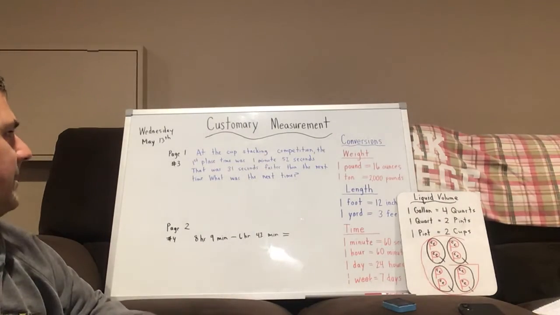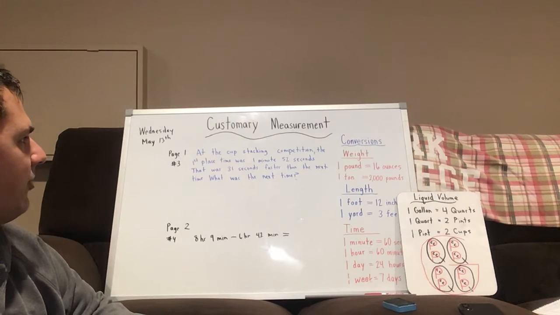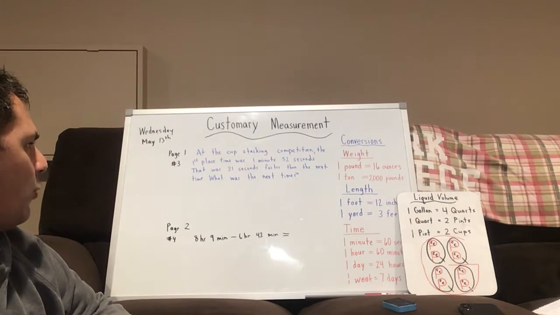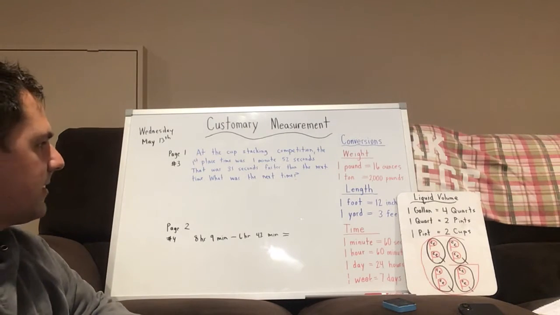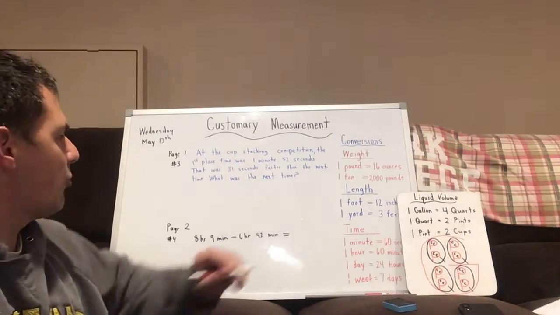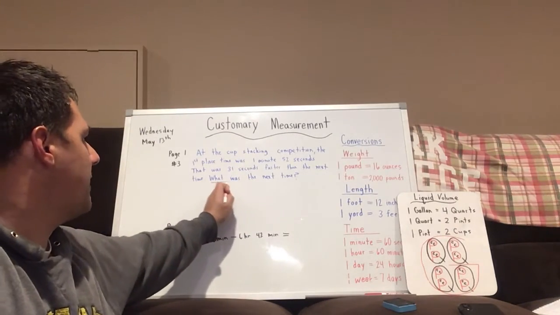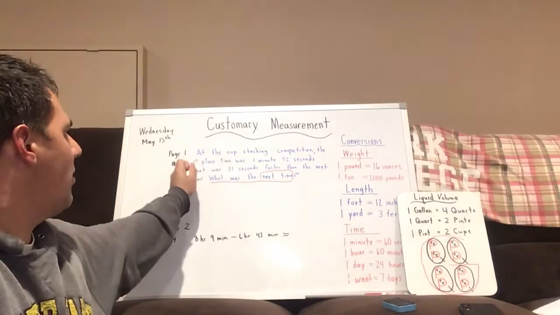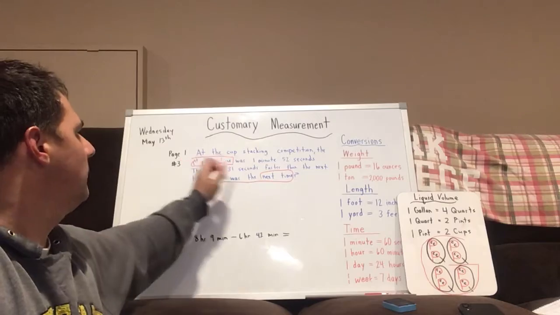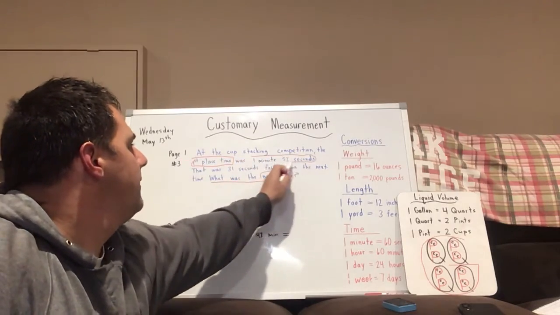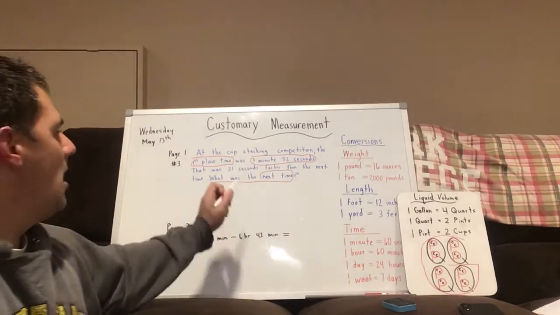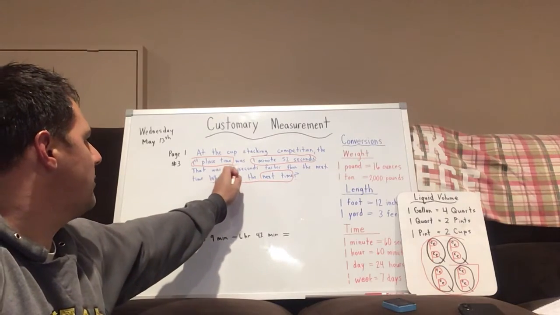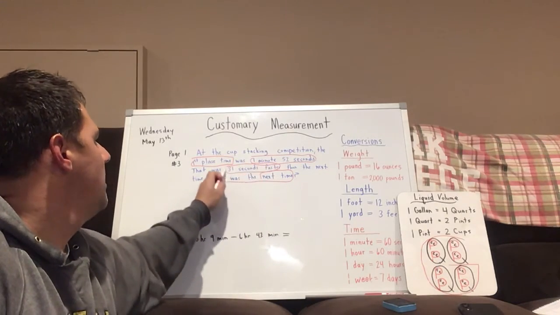The first one says, at this cup stacking competition, the first place time was 1 minute 52 seconds. That was 31 seconds faster than the next time. What was the next time? So we're trying to figure out the next time, or the second place time. We know the first place time was 1 minute 52 seconds. And we know that was 31 seconds faster.